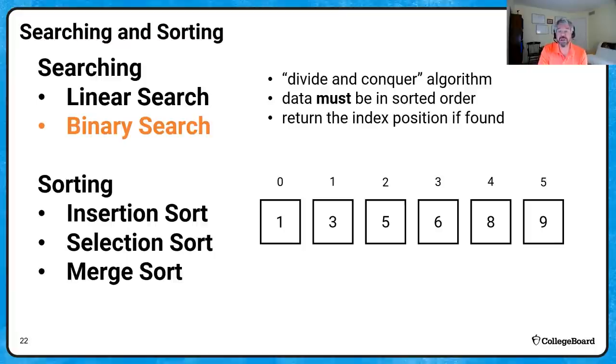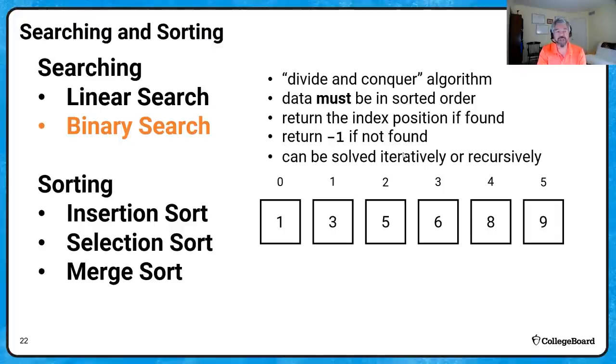Just like linear search, it's going to return the index position if it's found, and it's going to return -1 if it's not found. And I want to point out with this one, the fact that it's a divide and conquer algorithm. Now, granted, most of these could be done both iteratively and recursively, but we're going to bring that back up again when we talk about merge sort in just a second. So I wanted to specifically point out that binary search could be solved iteratively or recursively.